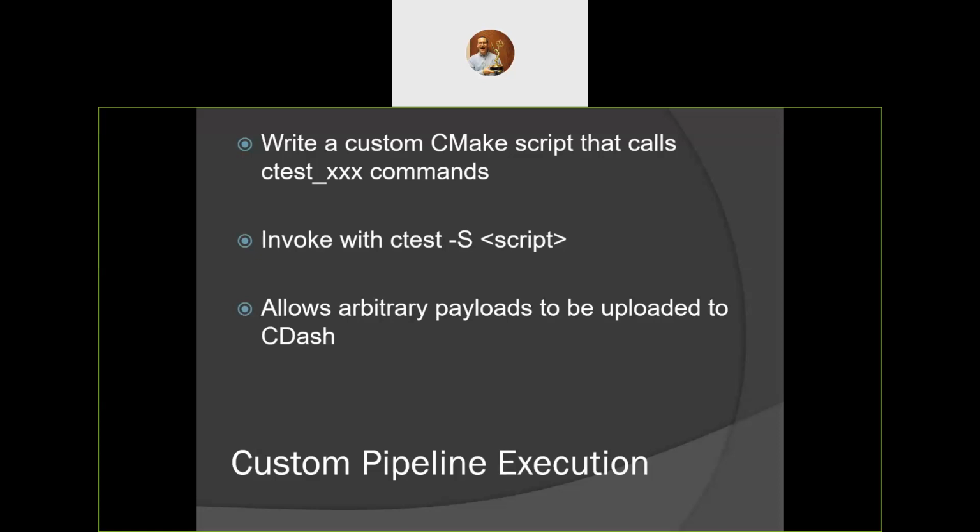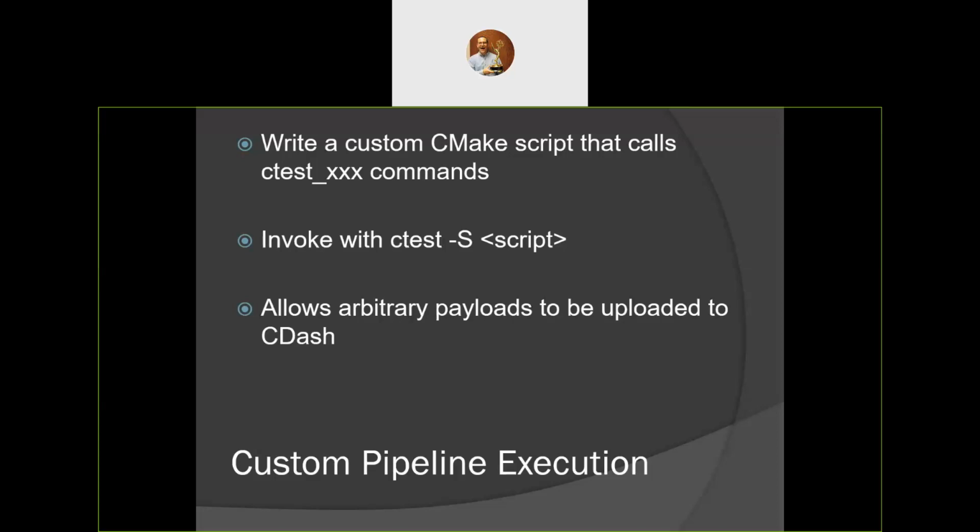Now, we saw earlier that you can run a pipeline by specifying the model, and you can run the individual steps by specifying the steps with -t, specifying the model with -m. But you can also create a custom pipeline that does whatever you want by invoking the CTest commands directly. And you can invoke that script with CTest -S. And it's just a CMake script, but it gives you finer control over the individual steps.